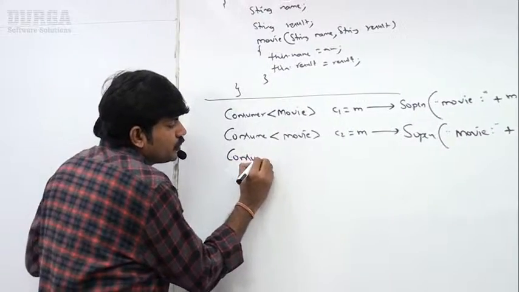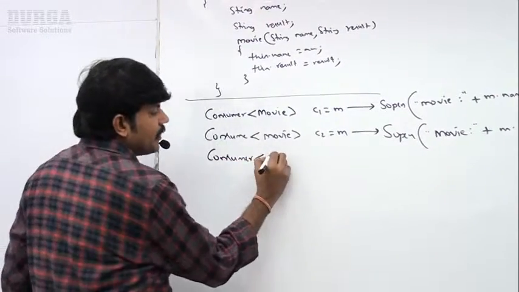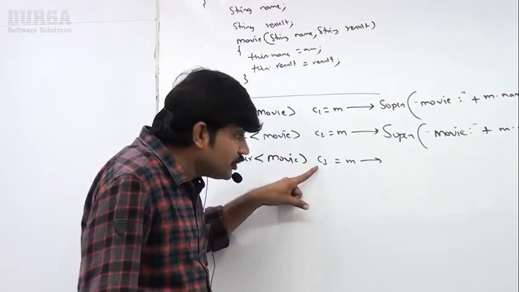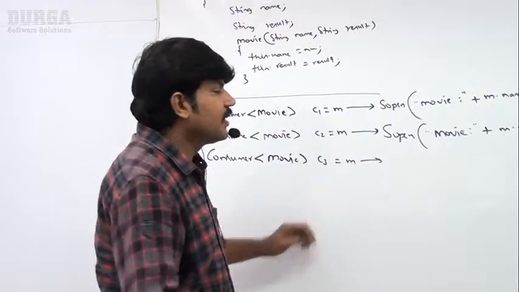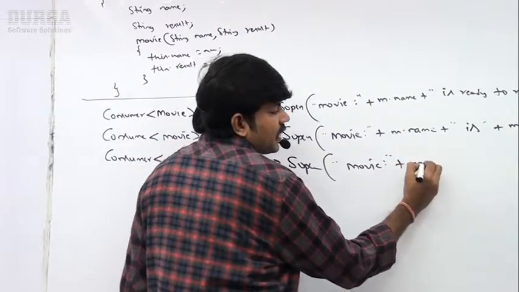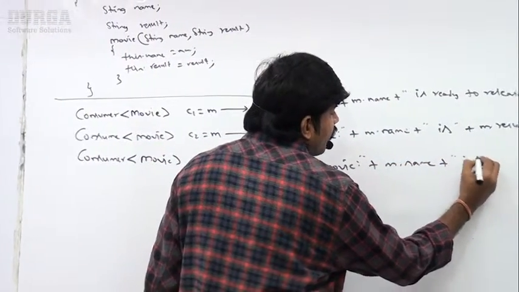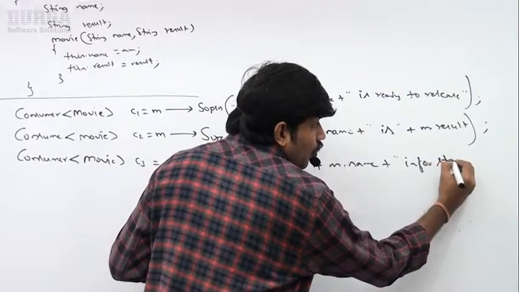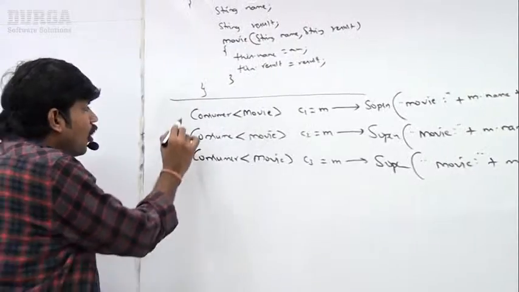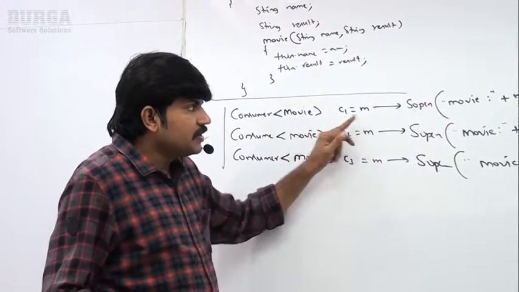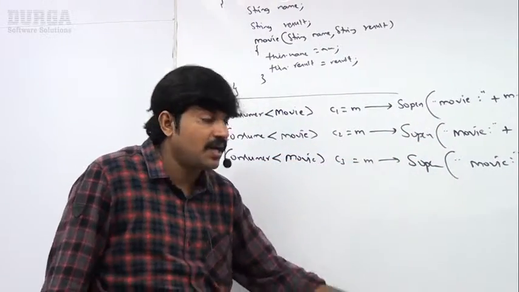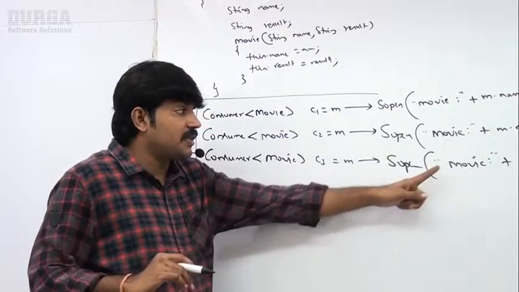Next, consumer of movie C3 is equal to, sir, this consumer to store movie information in the database. System.out.println, movie, sir, m.name, information storing in database. So total, how many consumers I wrote? One consumer just to display movie information. Second consumer, sir, display hit or flop. Third consumer, store that information in the database.